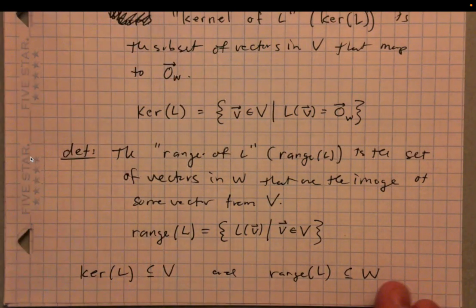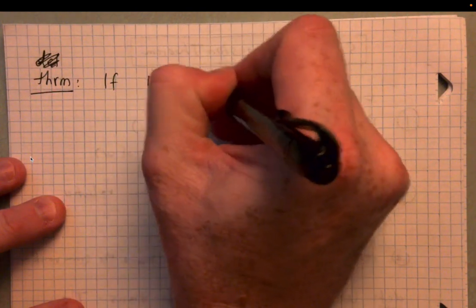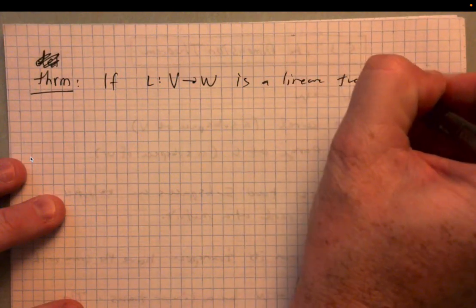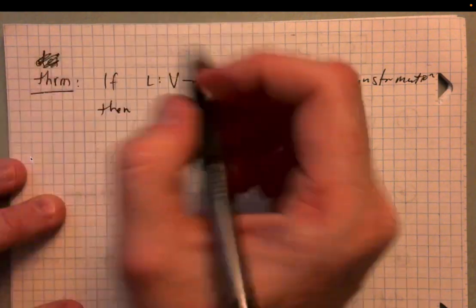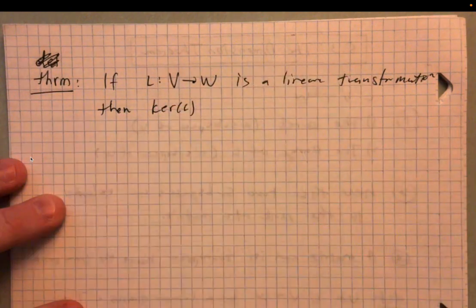Okay, so we've got that. Those are the prerequisite definitions. Now we've got a nice theorem that we can build off of. Theorem: if L is a linear transformation from V to W, then the kernel of L is a subspace of V.